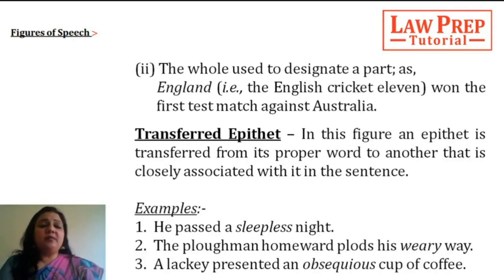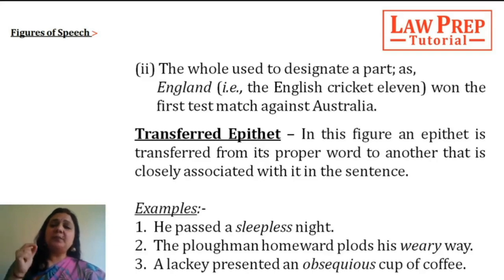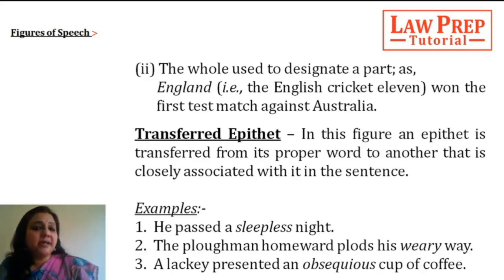Next one that we had is where the whole is used to designate a part. Like when I say England won the first test match against Australia. England won the match. Did England win, or the team of England win? India won the match. Did India win the match? Did you and I go to win the match? No. So the word India stands for the Indian players, the Indian cricket team. So this is a part and whole relationship. I hope it is clear to you.